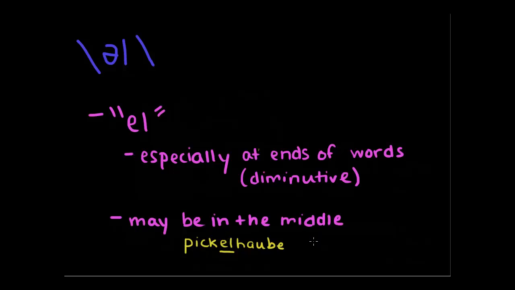Another example is Kipfel. Kipfel happens at the end here. Anyways, it could happen everywhere, at the ends, in the middle. So Pickelhaube, Kipfel. Bringsel is another example. Bringsel. This is an I. Let me clear that up. Bringsel. Again at the end. So yeah, EL, very, very common.